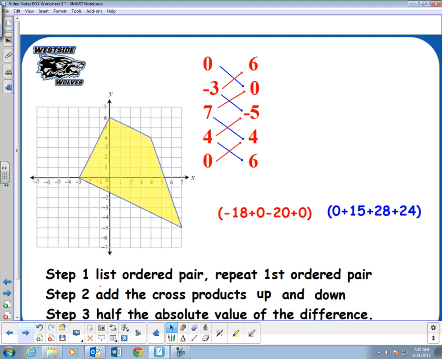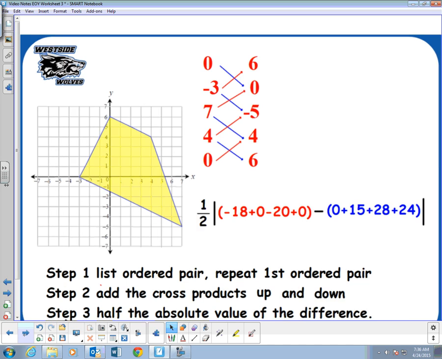0 times 0 is 0 in blue. Negative 3 times negative 5 is positive 15. 7 times 4 is 28. 4 times 6 is 24. So that's step 2. Add the cross products up and down. So I add all those numbers there, and I add all those numbers together there. Then I do 1/2 the absolute value. So this is a negative 38. When we add those together here, we have 28 plus 24 plus 15. That gives me a 67. And so 1/2 the absolute value of negative 38 minus 67.